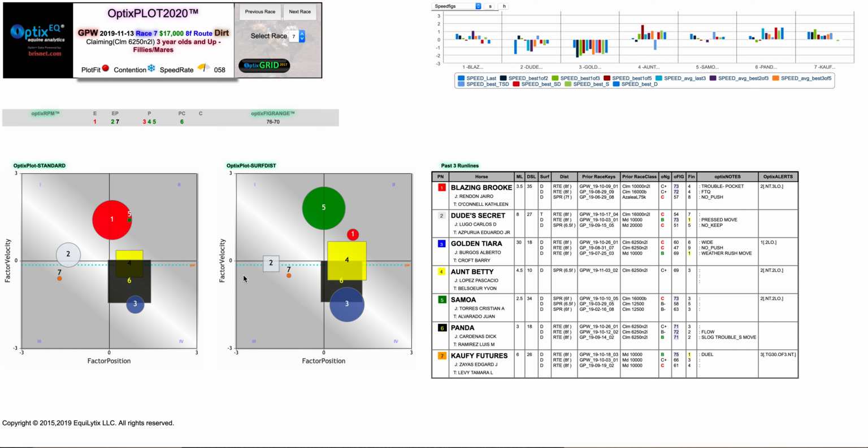So there's a little bit more handicapping you might want to do, but at 8-1, the number 2, Dude's Secret, has a potential to get out front, maybe back the field up and wire this field at Gulfstream Park on Wednesday, November 13th.